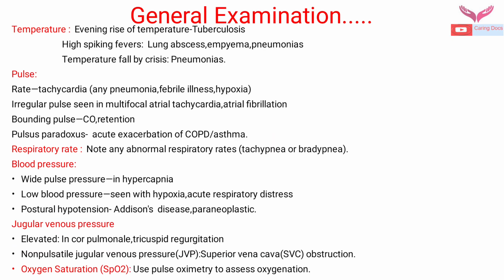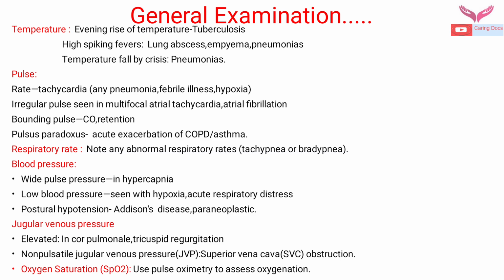In general examination, we will check for his temperature. Evening temperature can give us a clue of tuberculosis. High spiking fever can be seen in lung abscess, empyema, pneumonias. If temperature falls by crisis, it is seen in pneumonias.